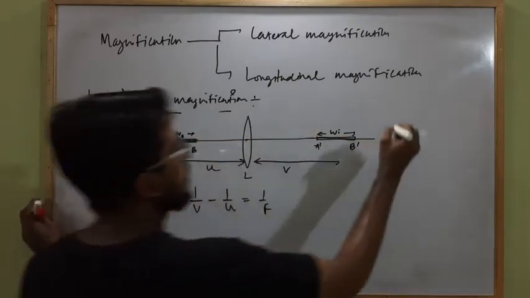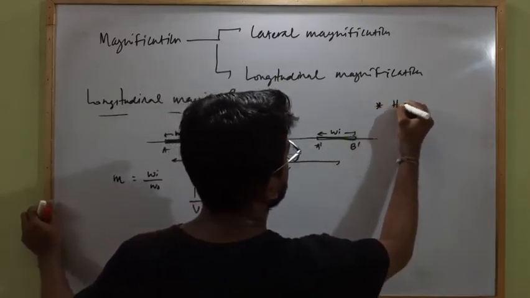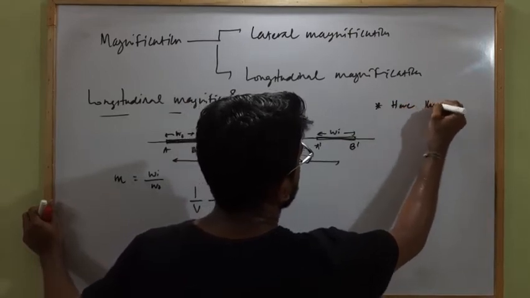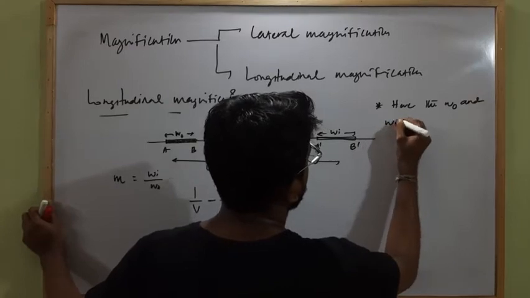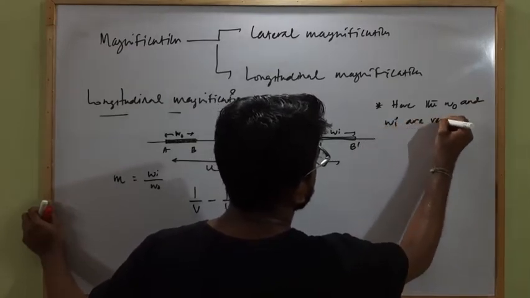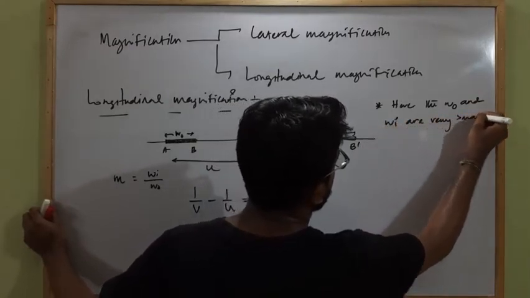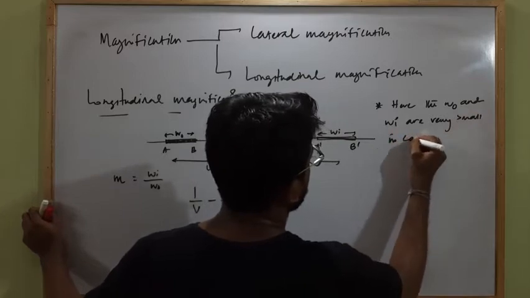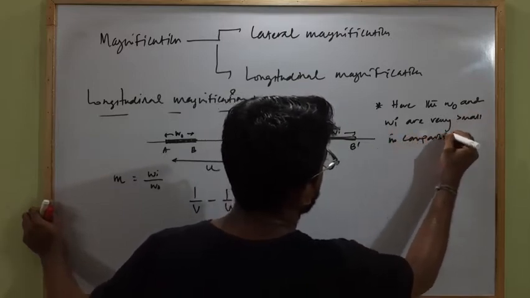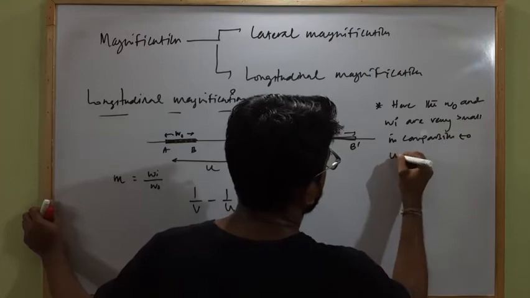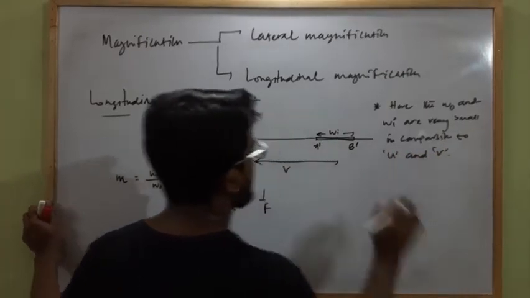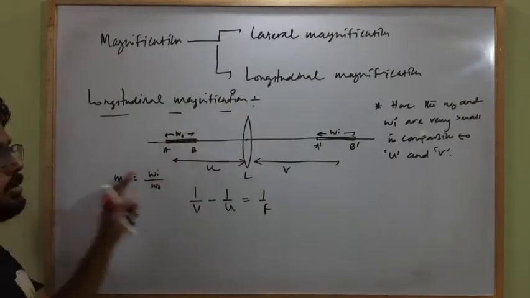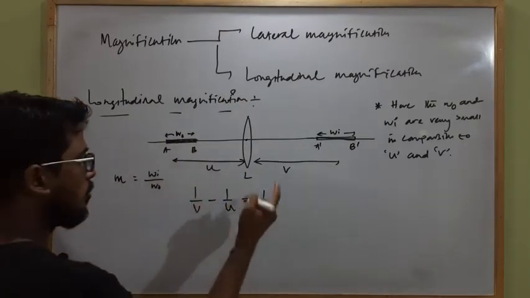So we have to remember that here the width of object and width of image are very small in comparison to the object distance and image distance. Then only we can use this concept. So 1 by v minus 1 by u equal to 1 by f.